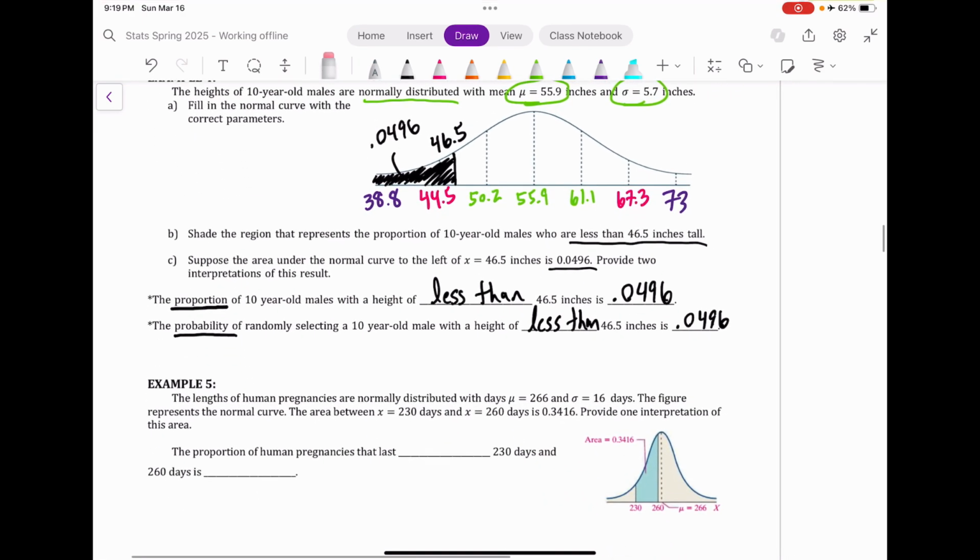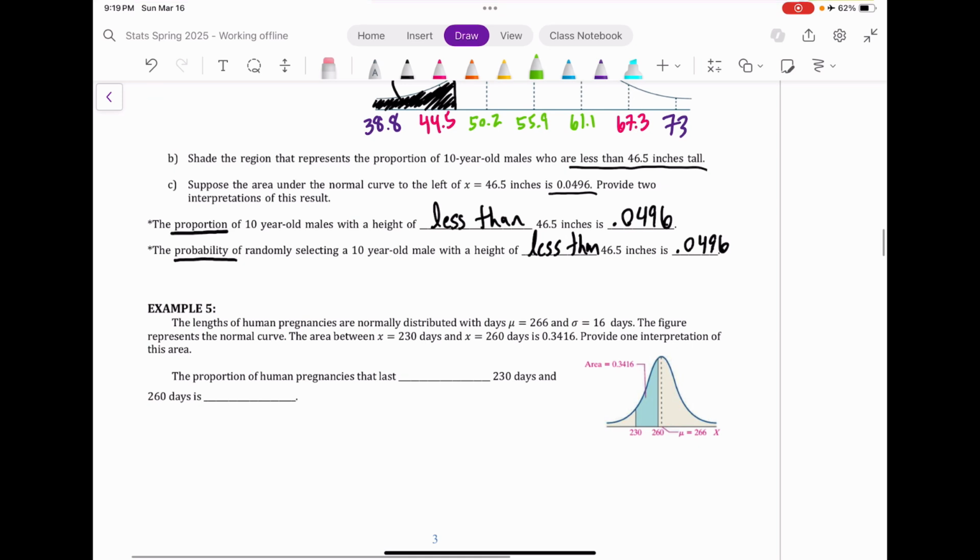All right, so example 5. The lengths of human pregnancies are normally distributed, so hence we can look at a bell curve for the data, with a mean of 266 and a standard deviation of 16 days. So the figure represents the normal curve. The area between 230 days and 260 days is 0.3416. So provide 1 interpretation of this area.